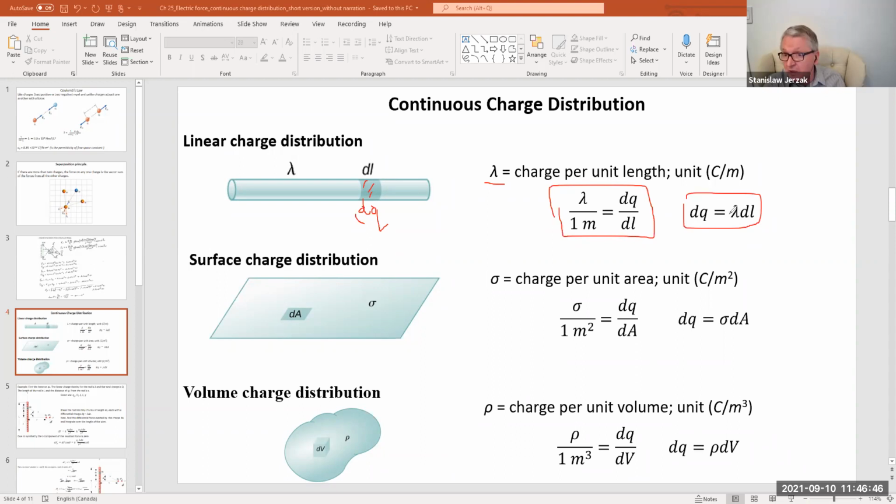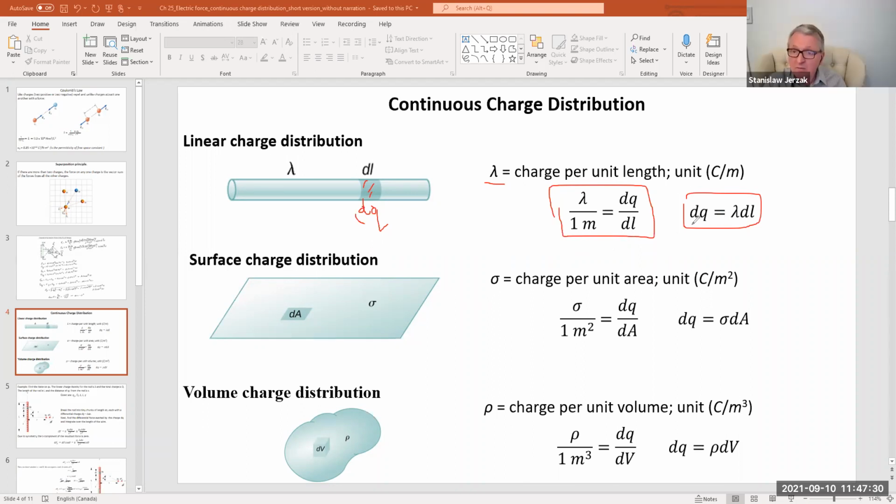So if lambda is given, then you can express dq as this product, lambda dl. Now your question. The SI units for dq over dl will be coulomb per meter squared? The unit of dq over dl will be coulomb per meter, because the unit of charge is coulomb and the unit of length dl is meter. Because the unit for linear density is coulomb per meter. So coulomb per meter over meter will be coulomb per meter squared.